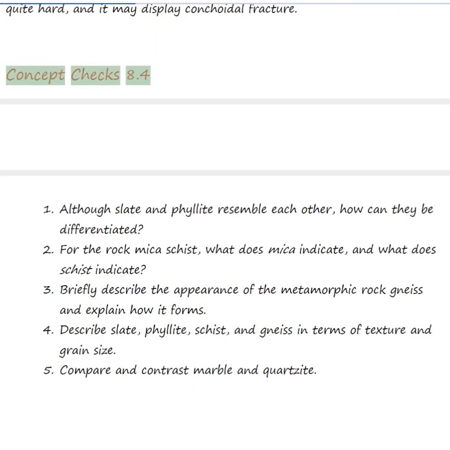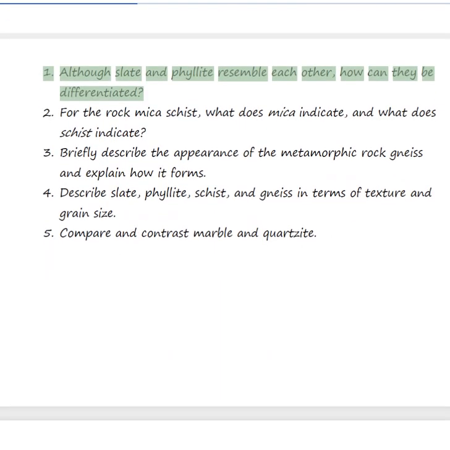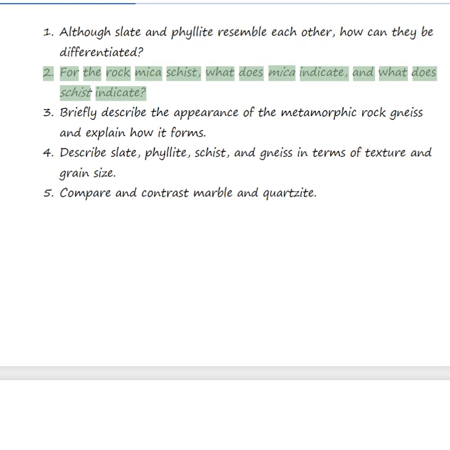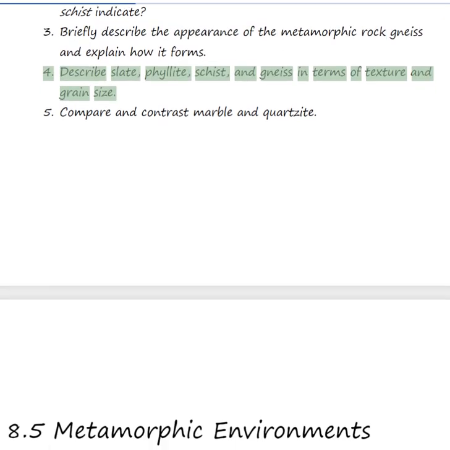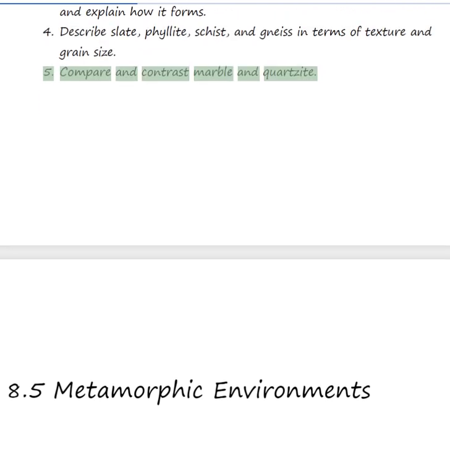Concept checks 8.4. 1. Although slate and phyllite resemble each other, how can they be differentiated? 2. For the rock mica schist, what does mica indicate, and what does schist indicate? 3. Briefly describe the appearance of the metamorphic rock gneiss and explain how it forms. 4. Describe slate, phyllite, schist, and gneiss in terms of texture and grain size. 5. Compare and contrast marble and quartzite.